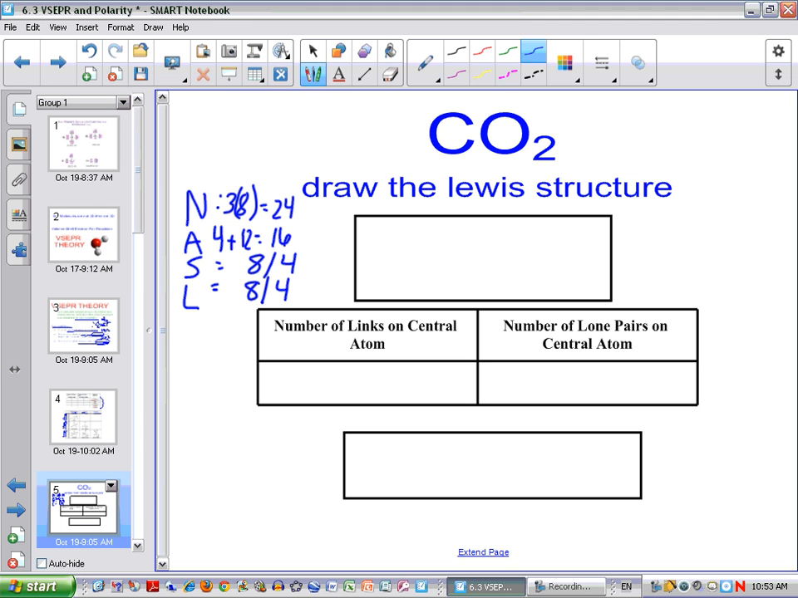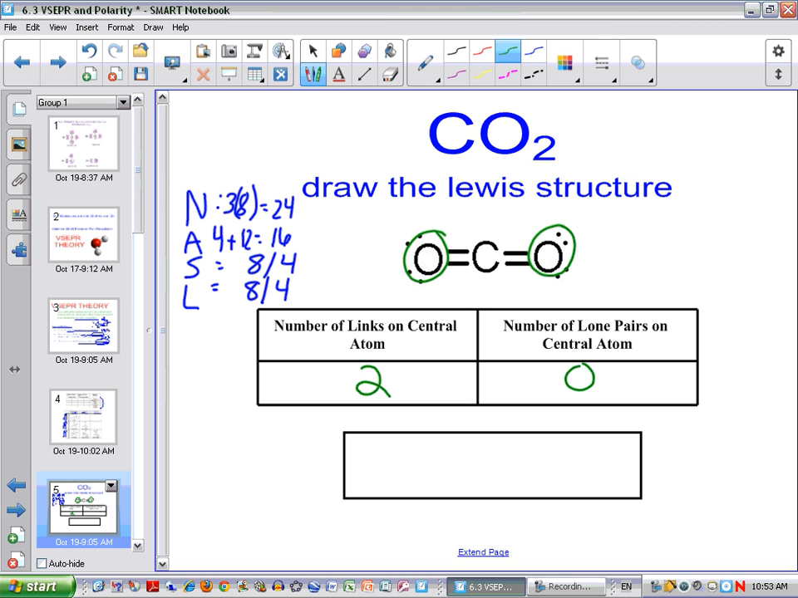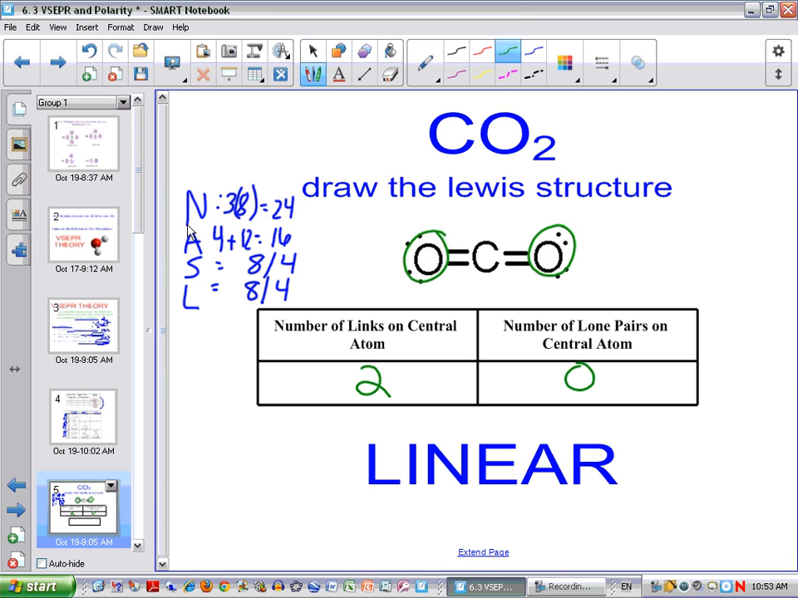So when I draw this, I end up with carbon in the center. I need 4 bonds, but I only have 2 atoms, so I'm going to put double bonds between them both. And then carbon now has 8. Oxygen has 8. When I draw 4 lone pairs, the other oxygen has 8. How many links are on that central atom? How many things are attached to it? There are 2 things attached to it, this oxygen and this oxygen. Remember, double bonds still count as 1 link. How many lone pairs are on this carbon? 0. What shape is this called? The answer is linear, and it looks linear, right? It looks like a straight line.